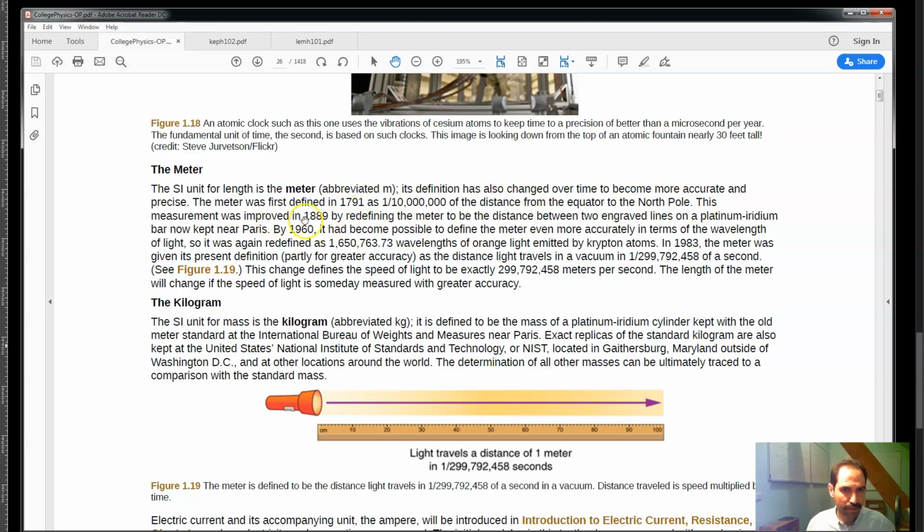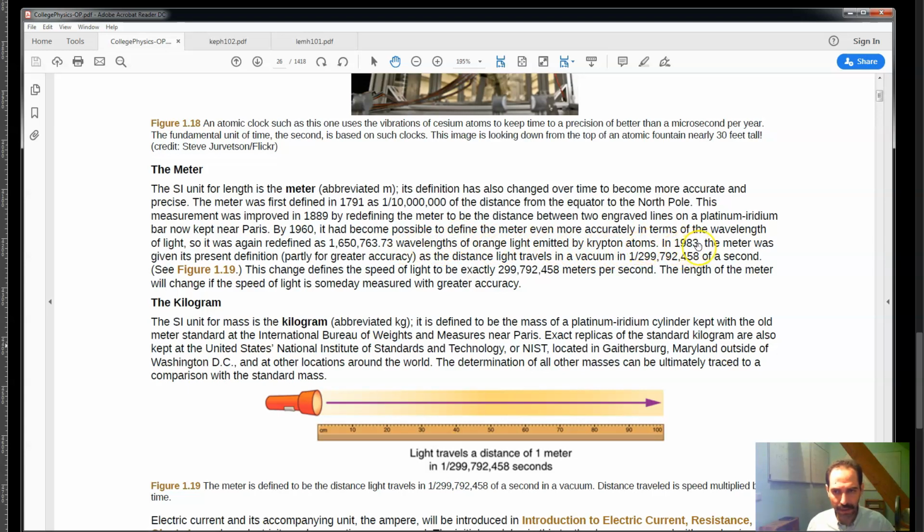Then this measurement was improved in 1889 by redefining the meter to be the distance between two engraved lines on a platinum iridium bar now kept near Paris. In 1960, it had become possible to define the meter even more accurately in terms of the wavelength of light, so it was again redefined as 1,650,763.73 wavelengths of orange light emitted by krypton atoms.